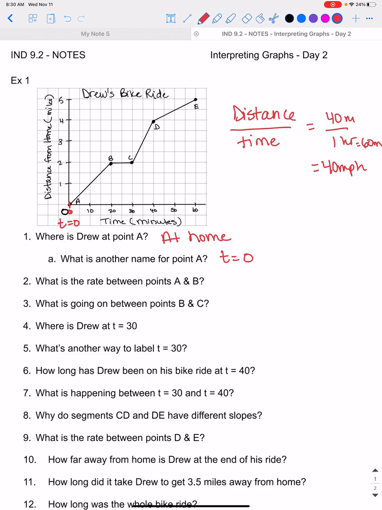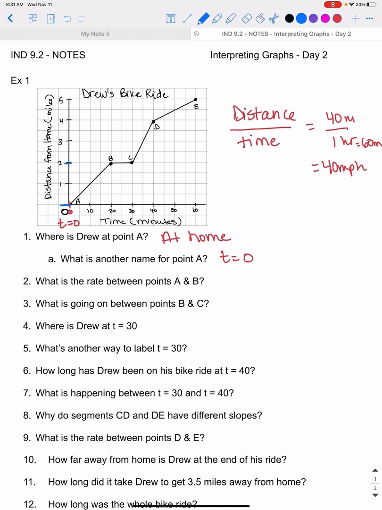All right, so what is the rate between points A and points B? Well, first of all, let's look at the distance covered, because we want distance on top. Let's look at the distance covered from point A to point B. So point A is here at 0 miles from home, and point B is up here at 2 miles from home.